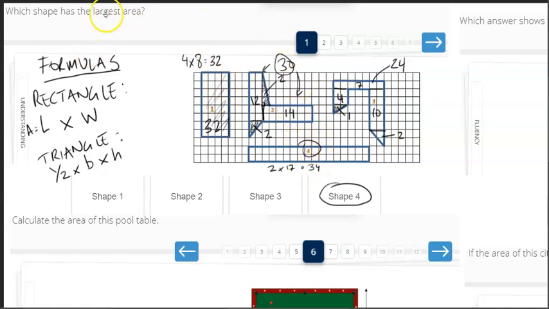And be careful also with the question. It says which one has the largest area. Some of the questions also say which one has the smallest area, which one has the second biggest or second smallest area. So be careful of what type of area they are looking for.